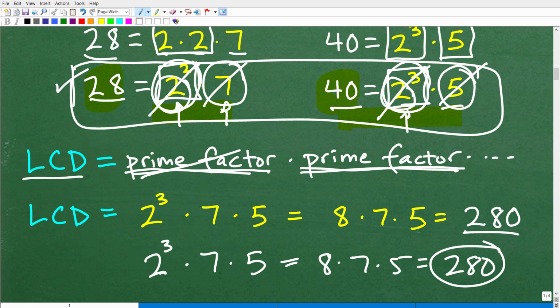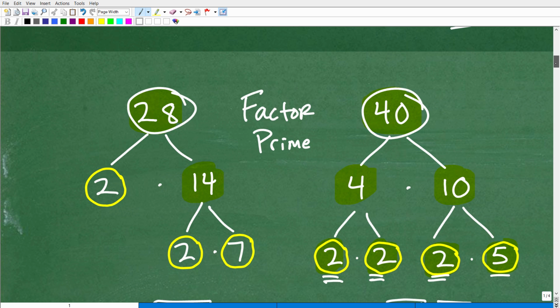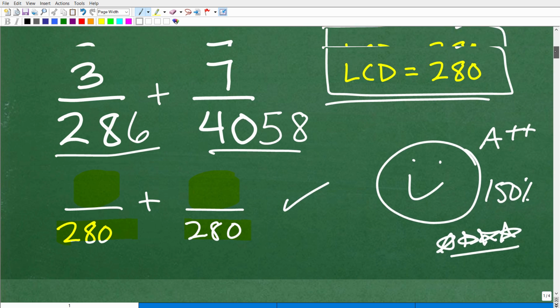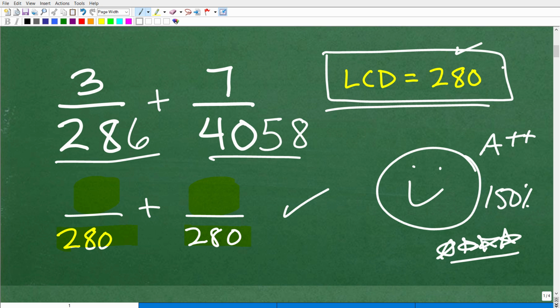Now, it's important that you understand this process of factoring and have all these prime factors represented, because in algebra, you're going to have to use this same kind of algorithm, the same procedure. So if some of you out there are like, yeah, I kind of just knew that it was 280, that's pretty good. That's a good start. You got the question right.